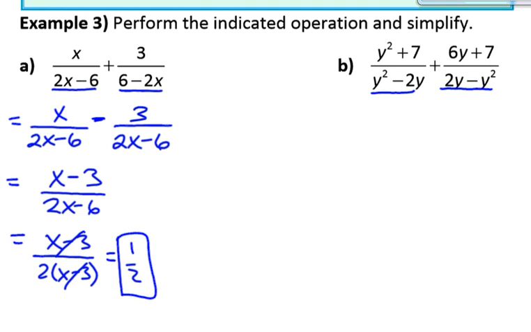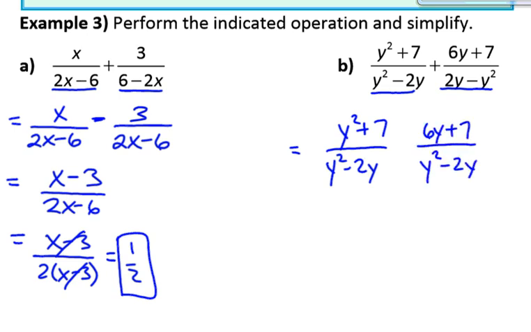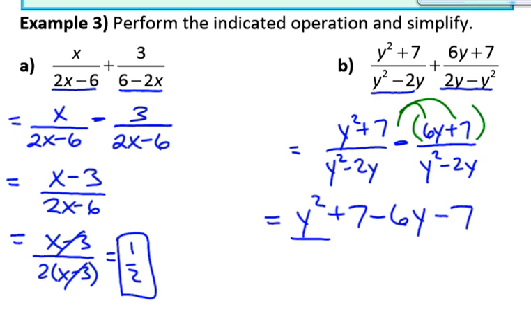So in part B, we have opposites. The first fraction is going to stay exactly the same. And then the second fraction, we're going to change the denominator. And when we do that, we change the sign to subtraction instead of addition. Now notice for this one, I'm subtracting the polynomials, so I want to put my second fraction numerator in parentheses so I can distribute that negative. So now I'm left with y squared plus 7 minus 6y and then minus 7 over y squared minus 2y.